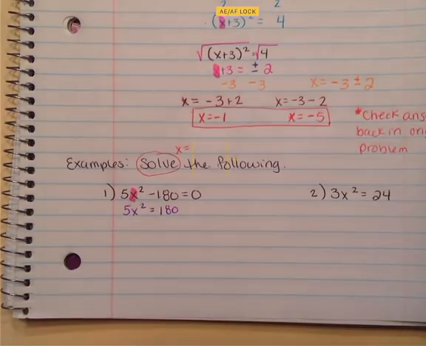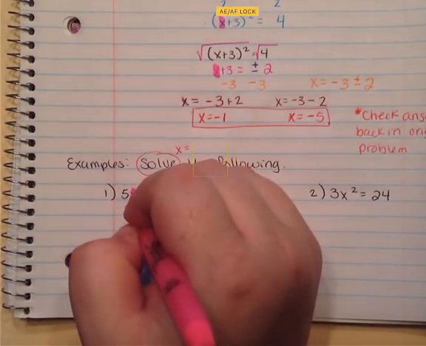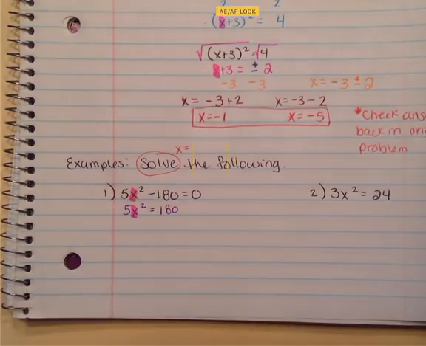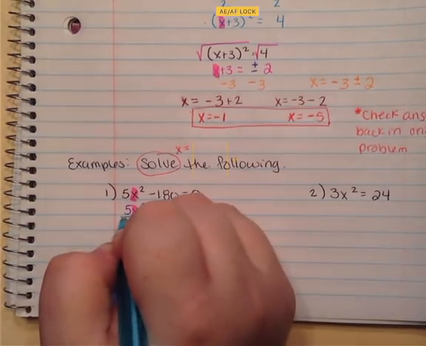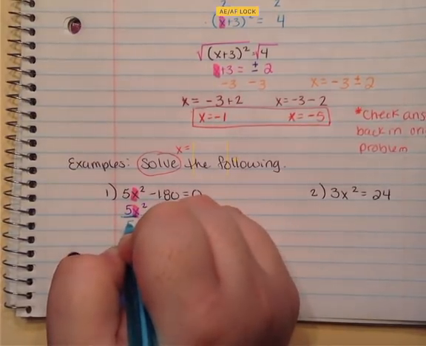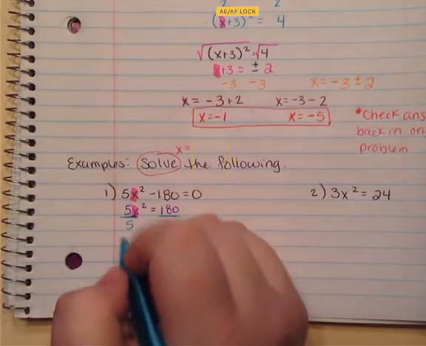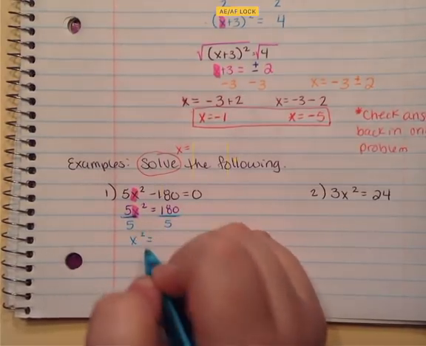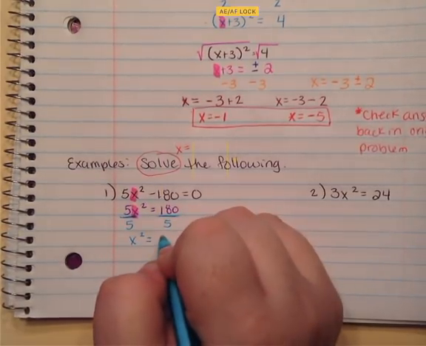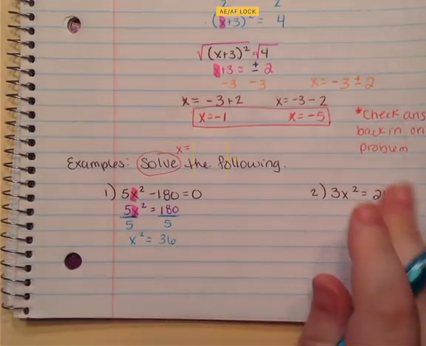We still want to get this x by itself. We still have the 5 and the squared attached to it. The 5 is multiplied to it. That means we want to do the inverse operation of multiplication, which is division. So we're going to divide both sides by 5. We'll have x squared equals 180 divided by 5 is 36.